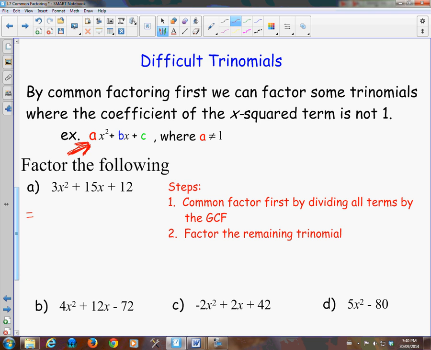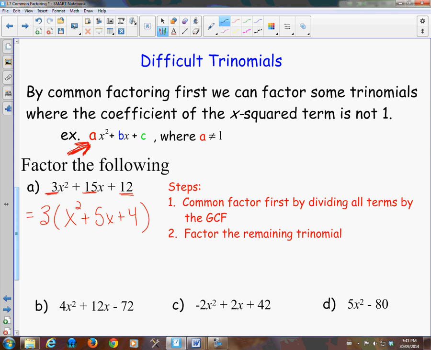trinomials. So if I look at A, the number in front of the x squared is a 3. It just so happens 15 and 12 both divide by 3. So it is a common factor. So I'm going to divide each one by 3. That would leave x squared, that would leave 5x, and that would leave 4. You'll notice this time I didn't write out what I was dividing. You don't have to write that step. You can do that step in your head, the dividing part.